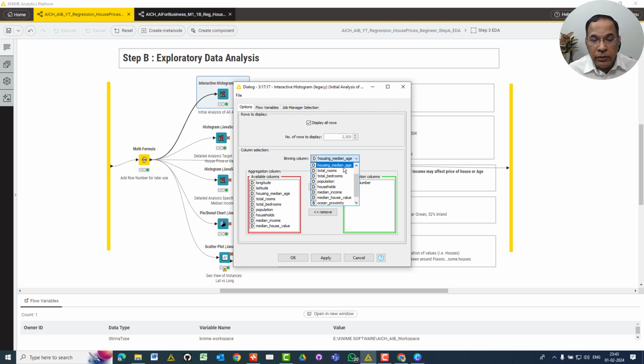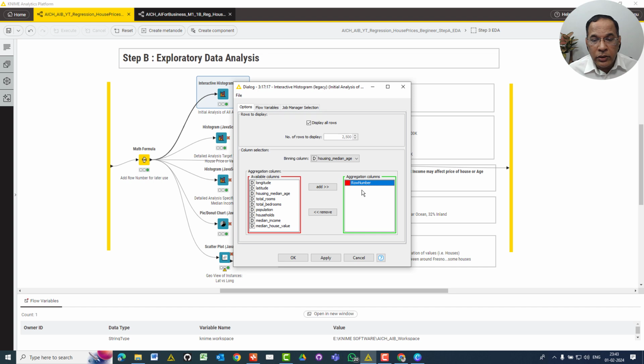So my binning variable is this. I'm starting with median age. I could start with any of these variables when I'm plotting the histogram, so just start with one. There is an interactive histogram where I can change this value. I will show you how we can do that. Just start with one of these variables.